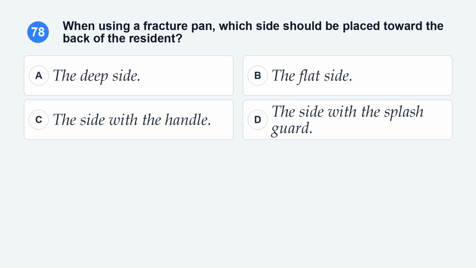Question 78. When using a fracture pan, which side should be placed toward the back of the resident? Option A. The deep side. Option B. The flat side. Option C. The side with the handle. Option D. The side with the splash guard.